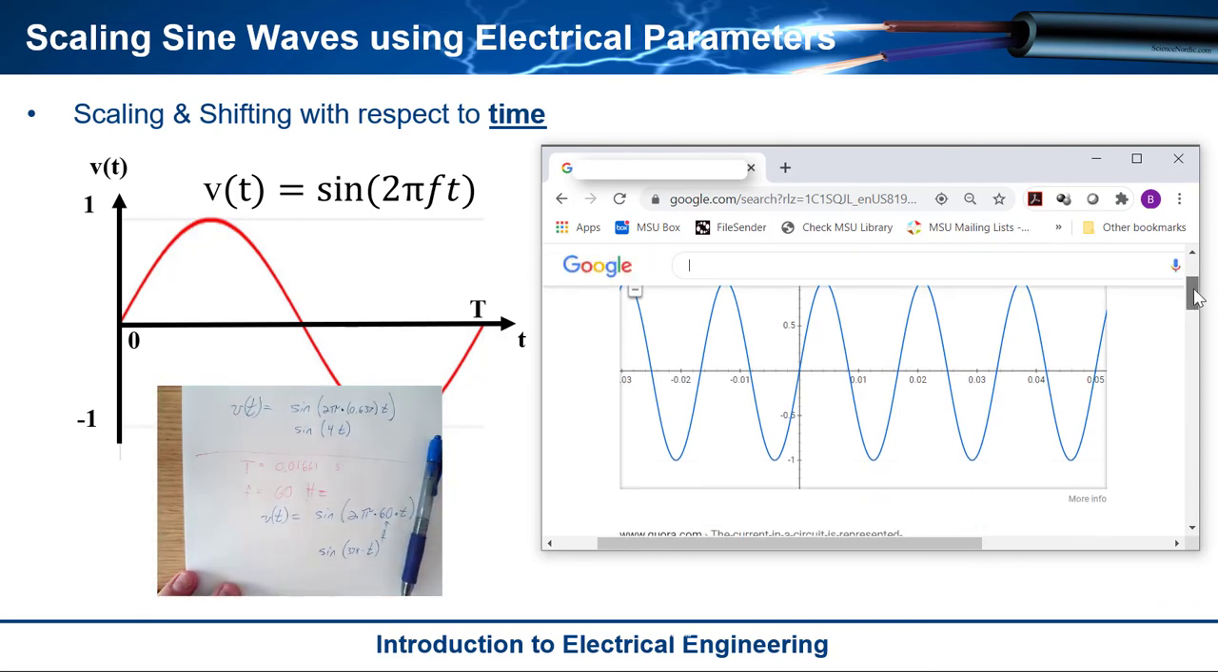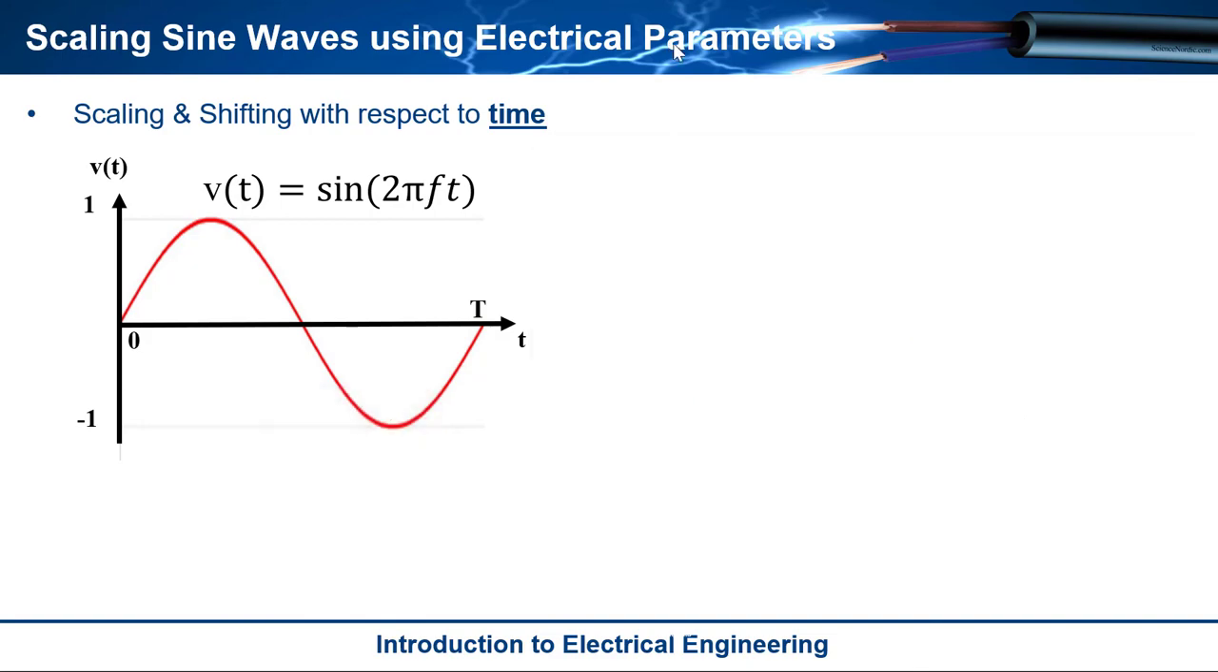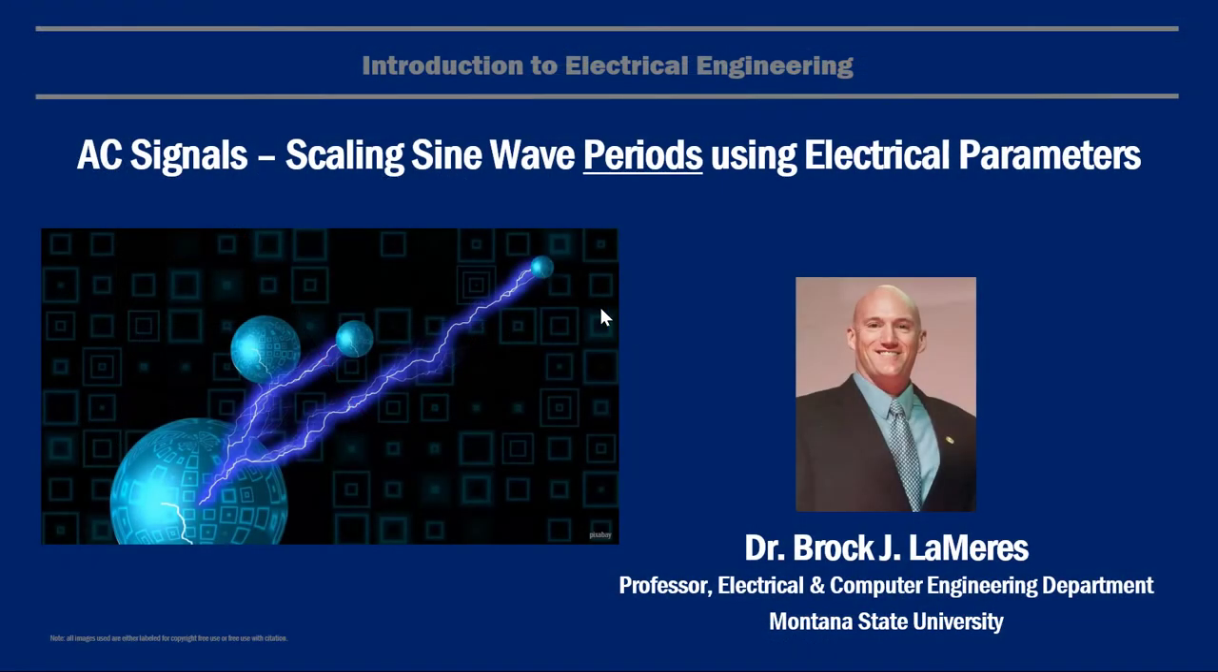All right, and it turns out that this is actually the expression for the 60 hertz AC sine wave that you see coming out of your walls. Okay, that is it. That is scaling sine waves using electrical parameters, and specifically scaling the period.